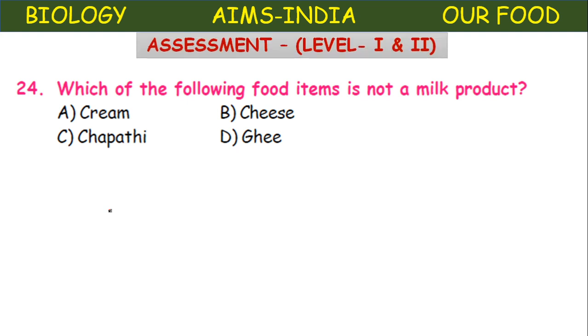Which of the following food items is not a milk product? Cream, cheese, chapathi, ghee. Chapathi is not a milk product.